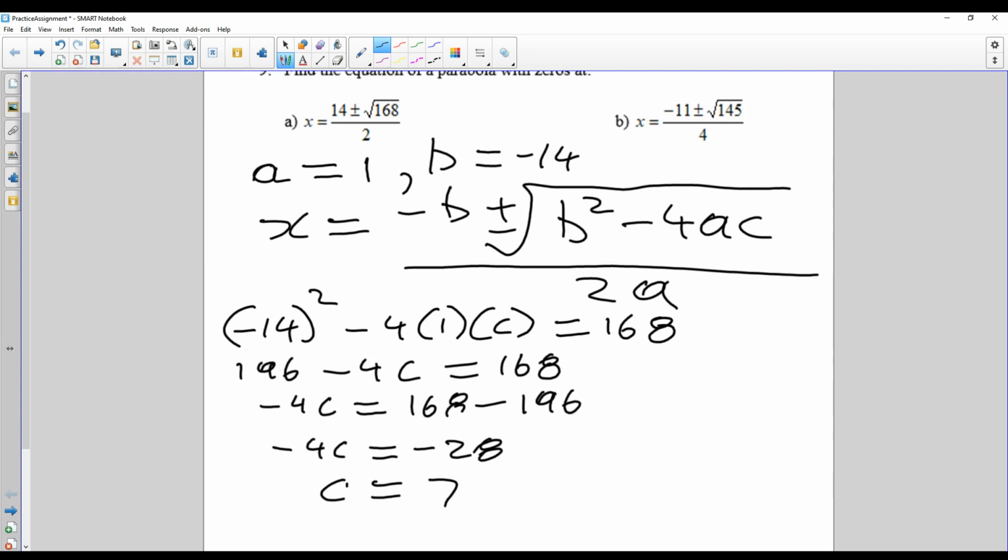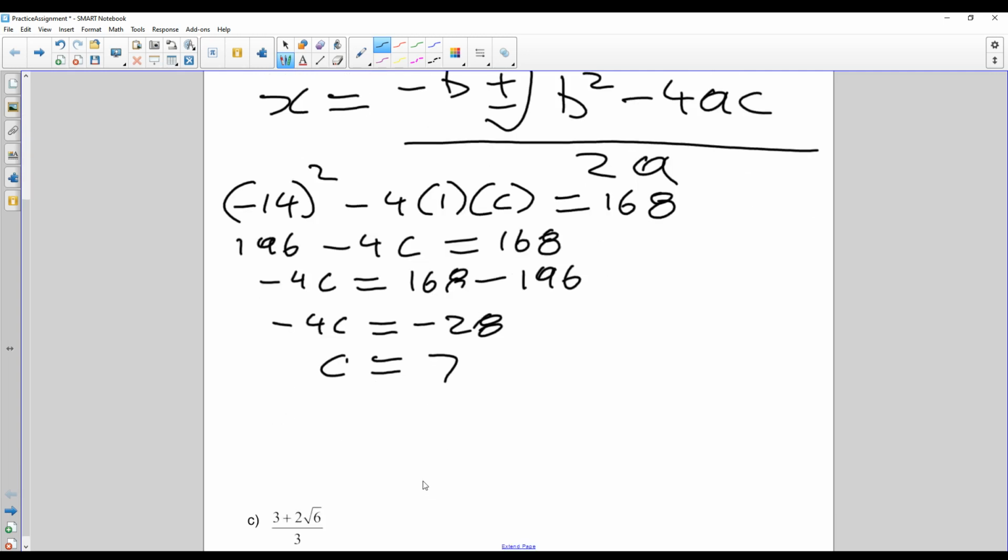No, you can easily check this, okay? You can easily check this. If C is 7, we have a B of minus 14, we have an A of 1. Does all of that work out to be 168? Check it for yourself. I think it does give you the 168, which is what you want. So what's my equation? Here comes my equation.